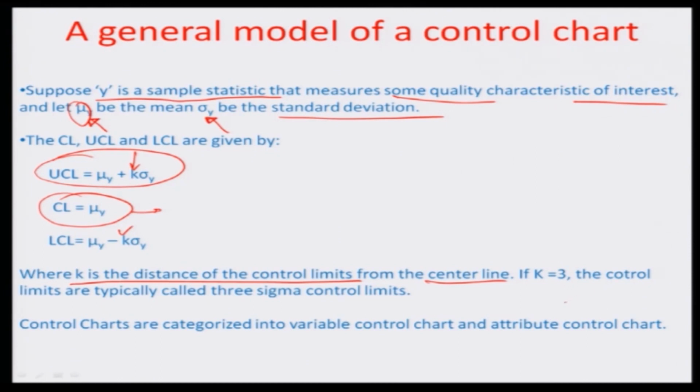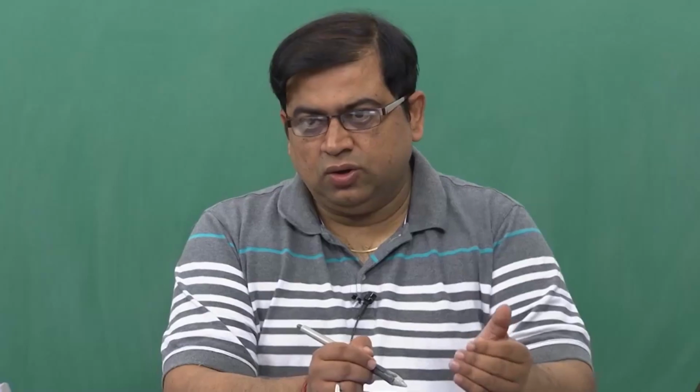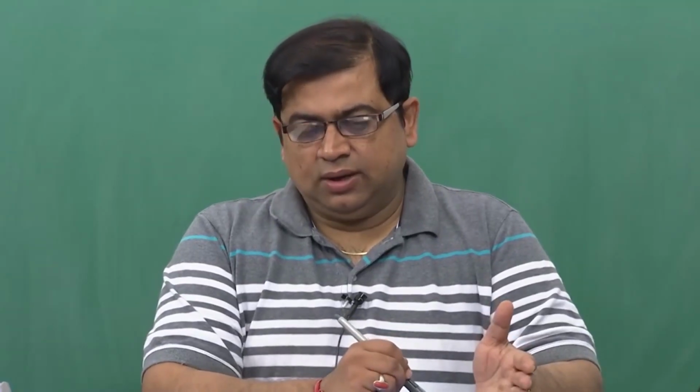So if I was to say that k is equal to 3, we are talking a control of plus minus 3 sigma between which the control is being executed. Okay, so on the upper side you have plus 3 sigma as your upper control limit, and minus 3 sigma on the lower side as your lower control limit.